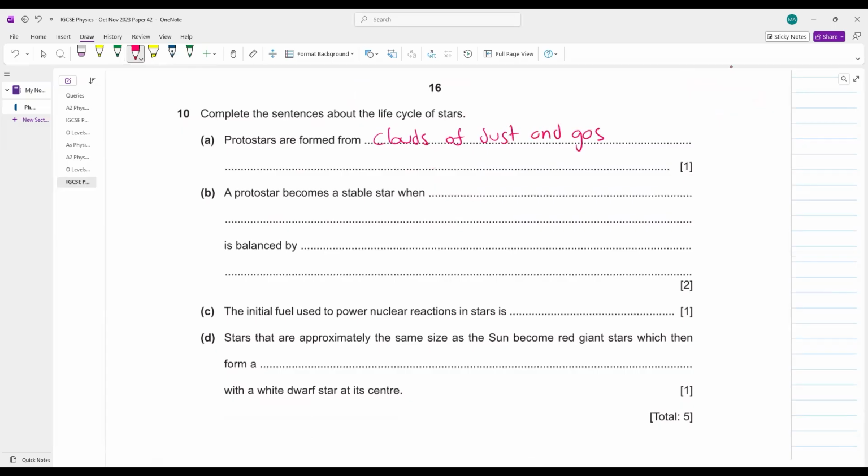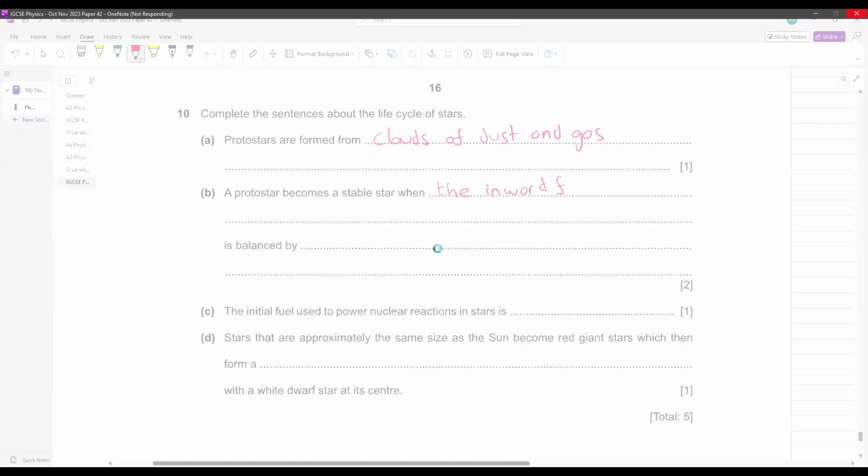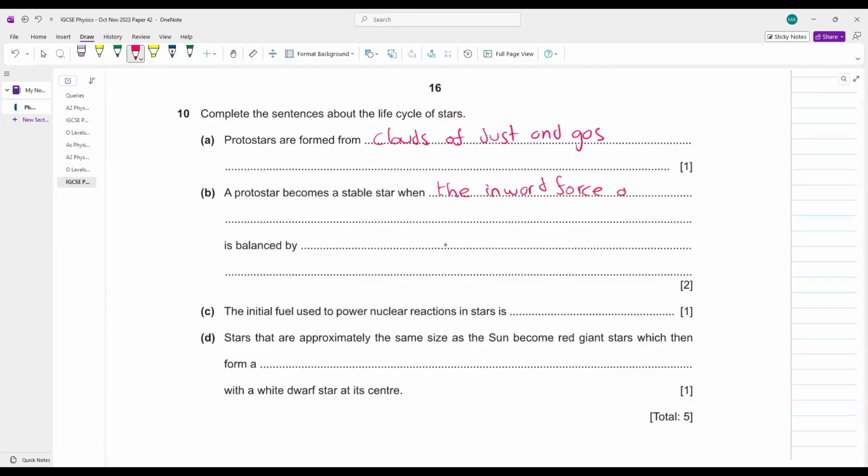A protostar becomes a stable star when the inward force of gravitation is equal to the outward force due to higher temperature. So you will say a protostar becomes a stable star when the inward force of gravitation is balanced by the outward force due to high temperature. Simple as that.